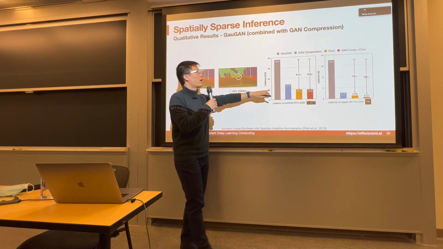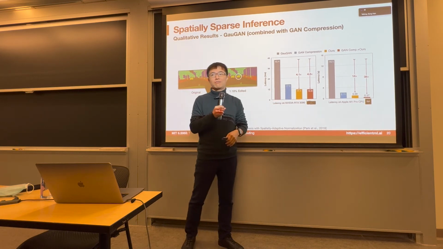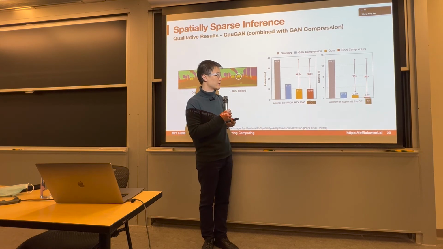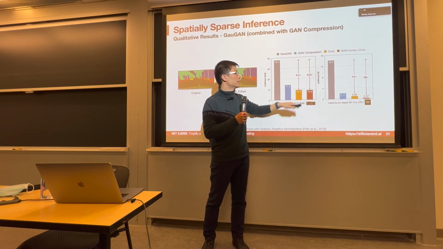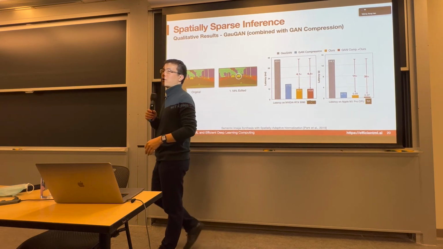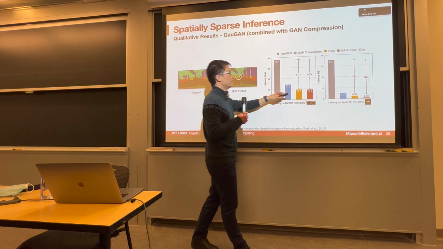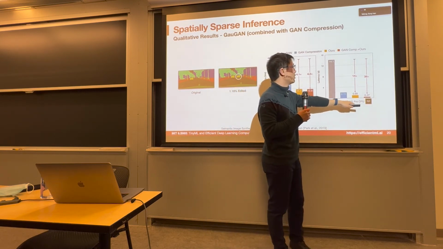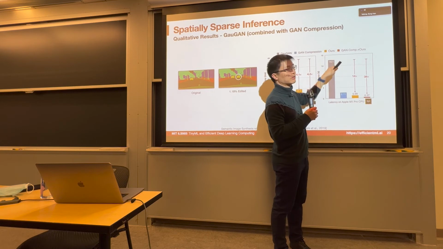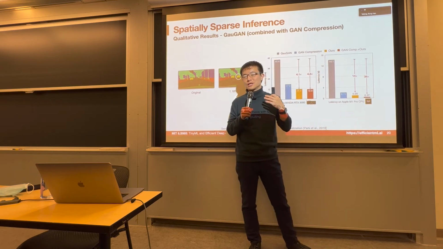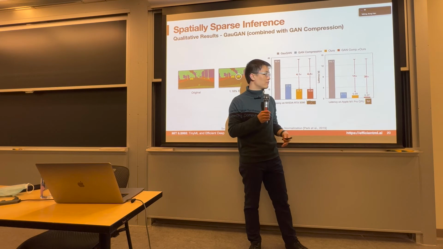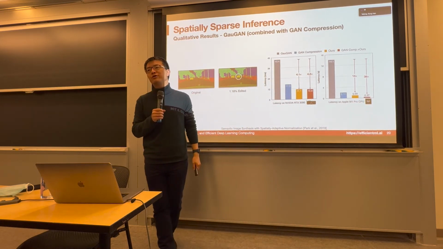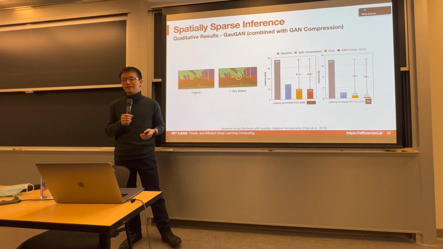So this gray bar is basically the original GAN model. Blue part is GAN compression, which we discussed in last lecture. This is our method, the spatially sparse inference. And we can combine them together to get even shorter latency. On a laptop like Apple M1, we can reduce the latency from like 14 seconds. Imagine you need 14 seconds to edit the image versus only 0.37 seconds, like 1/3 of a second to edit a single image. That is amazing.